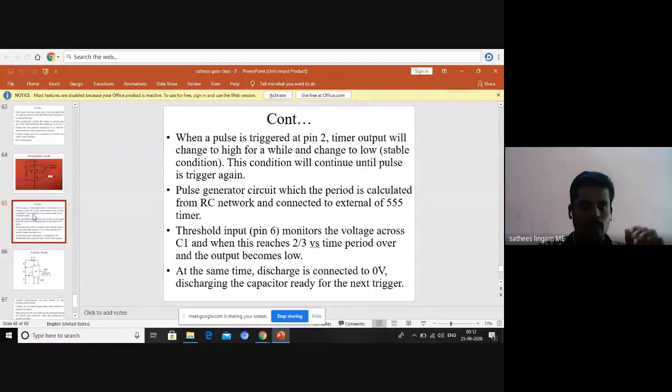So the one shot means a micro trigger. A trigger means a small, short trigger pulse. When it is activated, immediately that action is taken by the flip-flop, which stores it until it maintains. In the pulse generator circuit, the period is calculated from the RC network connected externally to the 555 timer. The threshold input monitors the voltage across C1.